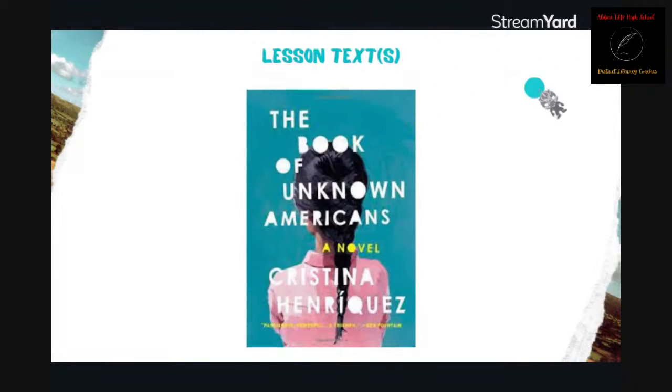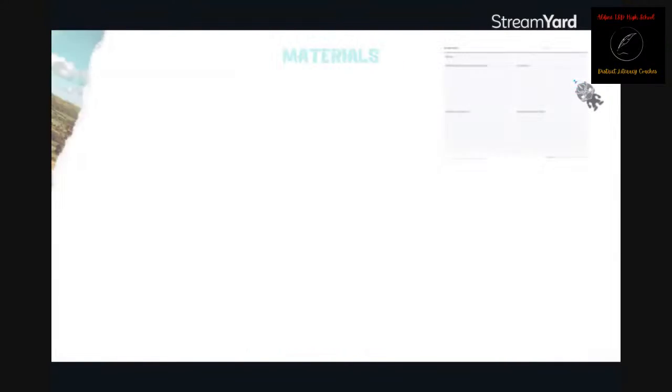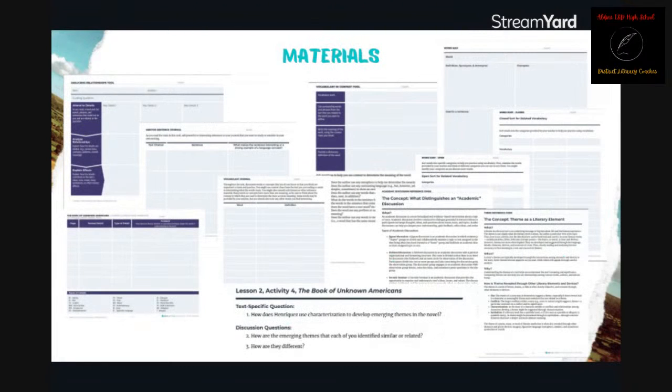One text, The Book of Unknown Americans. Quite a few materials. Students will need the Analyzing Relationships tool, Mentor Sentence Journal, Literary Elements and Narrative Techniques Note-Taking tool, Vocabulary and Context tool, Vocabulary Journal, Word Map, Word Sorts, Open and Closed, Academic Discussion Reference Guide, Theme Reference Guide, and the Section 2 question set.